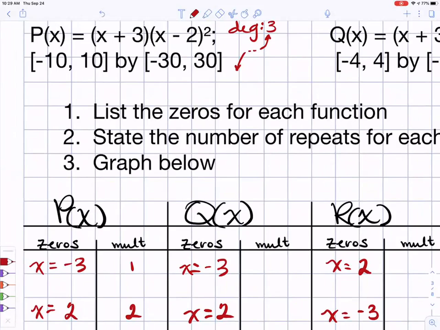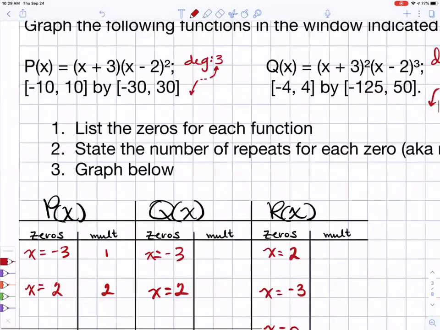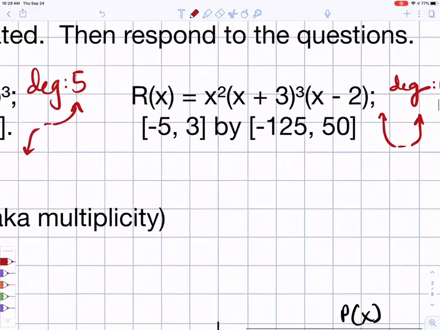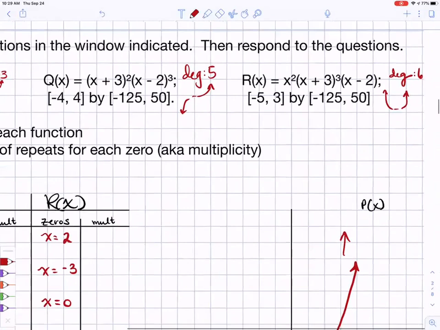All right, now Q of X group, I want you to do the same thing. I want you to go graph your graph. And R of X group, I want you to graph your graph. Pay attention to the different window. After you get your graph, go figure out what your multiplicities are.